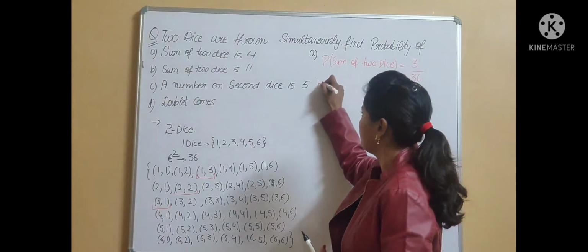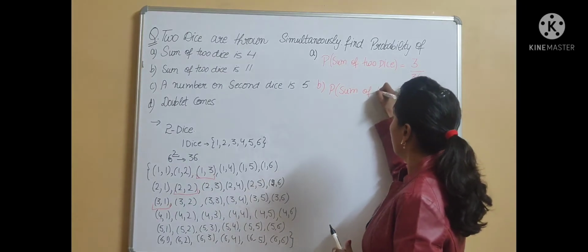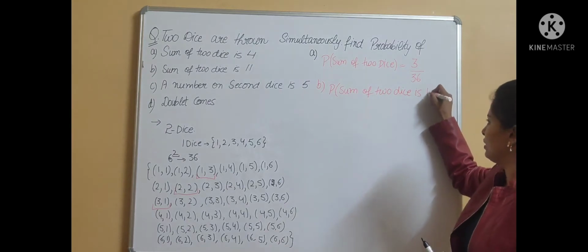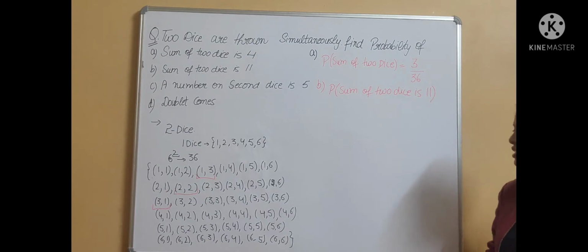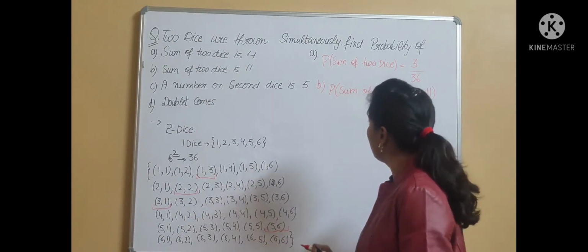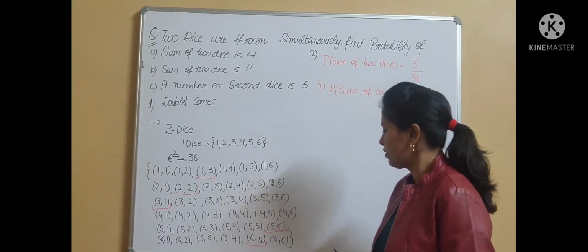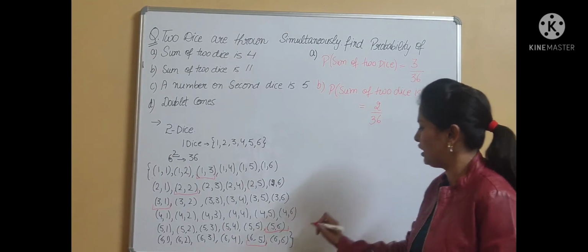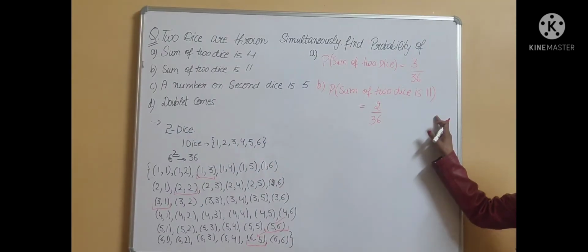Next case, probability that the sum of two dice is 11. So you have to record the sum as 11. In this case, the dice numbers are 5 6 or 6 5. The probability becomes 2 by 36, as these are the two favorable cases in which the sum on the dice is 11.